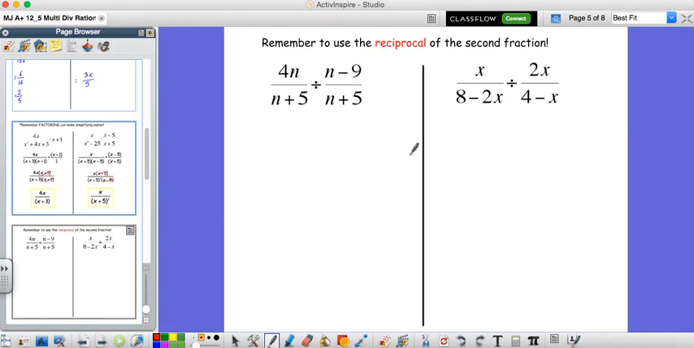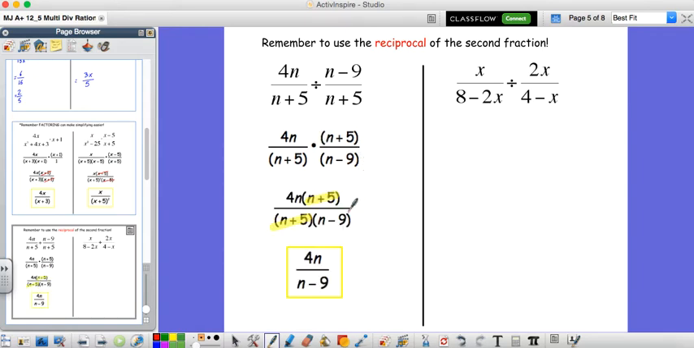Okay, let's talk dividing now, multiplying by the reciprocal. We have 4n over n plus 5 divided by n minus 9 over n plus 5. So we're going to change this division sign to multiplication, and we're going to take the reciprocal of n minus 9 over n plus 5. Keep, change, flip.